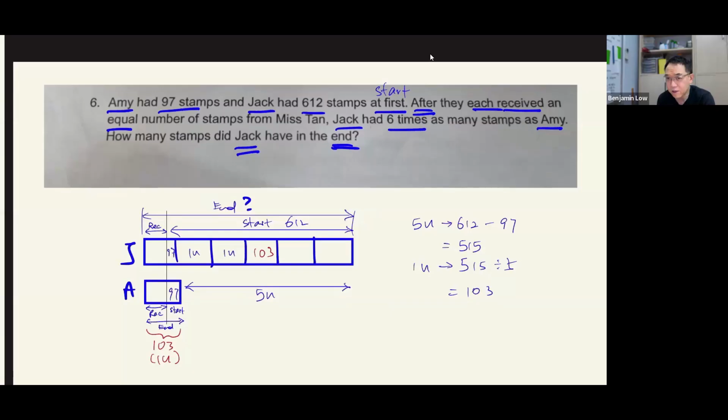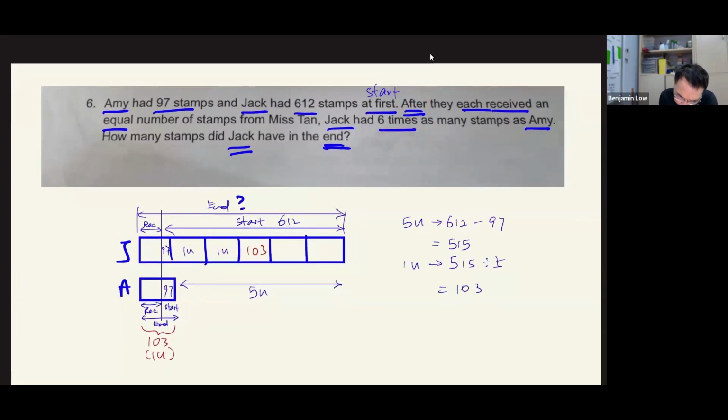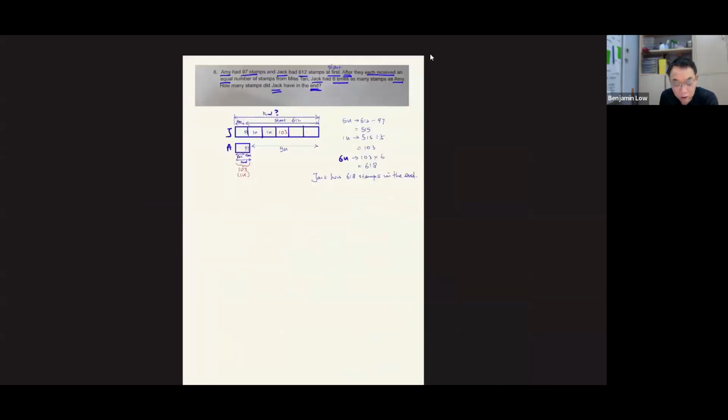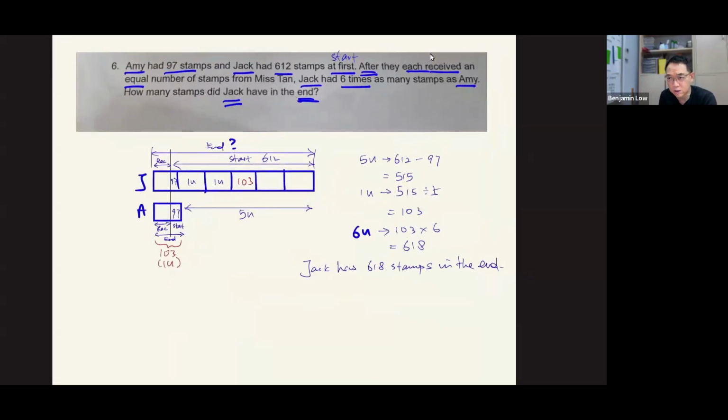You can pause the recording if you want to think. Answer is 6 units, right? So in the end, you can either count, of course, or you can say after that, Jack is 6 times, and that is after, meaning the end, right? So you're finding Jack in the end, so that's 6 units. And 6 units will be 103 times 6. So that's 618. And the answer is Jack had 618 stems in the end. And we're done. I'm going to move on. If you need to look at it somehow, you can just pause this. All right, I'm going to go on now.